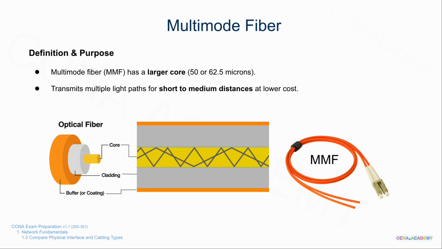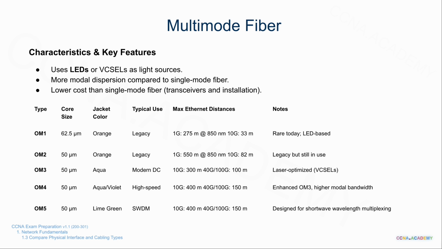Multimode fiber, or MMF, is an optical fiber with a much larger core, typically 50 or 62.5 microns. Its purpose is to carry multiple light paths, or modes, making it suitable for short to medium distances at lower cost compared to single-mode fiber. It uses LEDs or low-cost lasers like VCSELs as light sources. Because multiple light modes travel through the fiber, it is more prone to modal dispersion, which limits distance. Typical ranges are up to about 550 meters for gigabit Ethernet, and less as speeds increase.